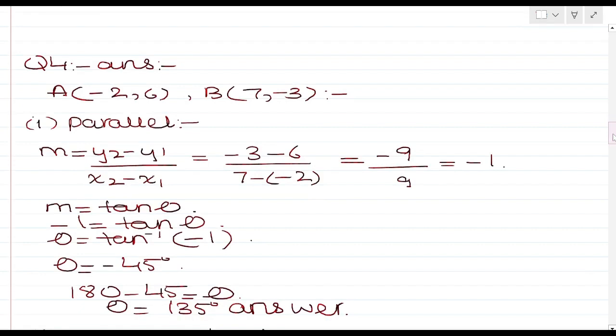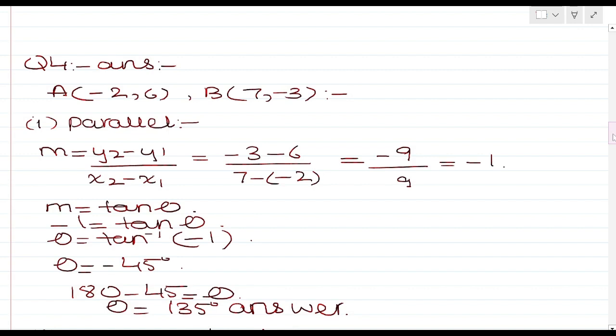Moving on to question number 4, here we are given 2 points A and B with coordinates (-2, 6) and (7, -3). So for the first case, a line is passing through both of these points and that line is parallel to them. We must know that if we have two lines which are parallel, the gradient will be equal. That means m1 will be equal to m2. But if the lines are perpendicular, meaning they are intersecting each other, then our formula of gradient will be m1 times m2 equal to -1.